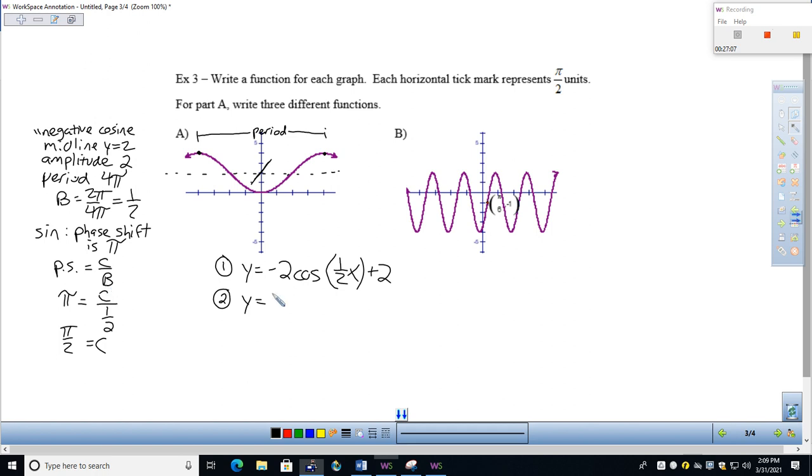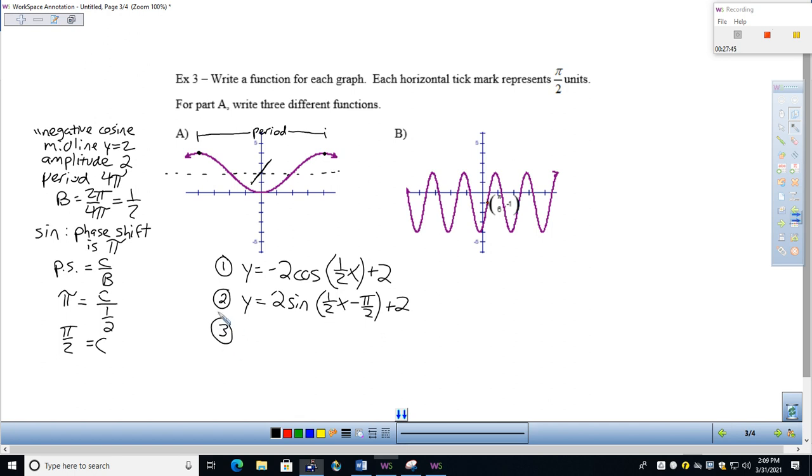Okay, well, let's put it all together. So I get 2 sine, 1/2 x, of course, and then we figured out our C value would be pi over 2, and again, it's always minus the positive there. Good, so minus C, and then plus 2. Awesome.